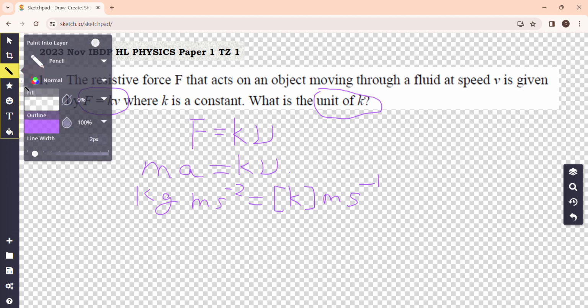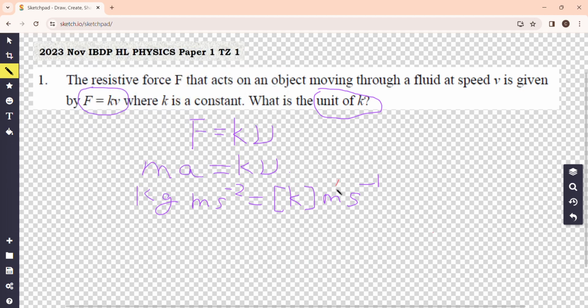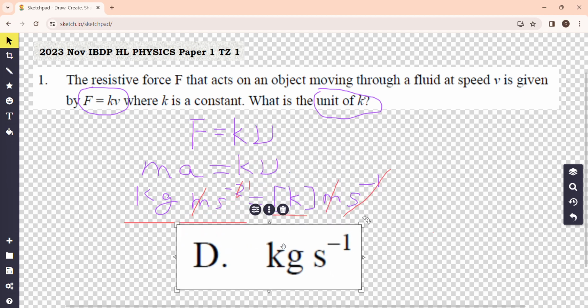Next step is cancellation. Beta and beta cancel out. Second minus 1 cancel out 1. So you can see the units of k is meter per second. So that's the solution. The solution is D.